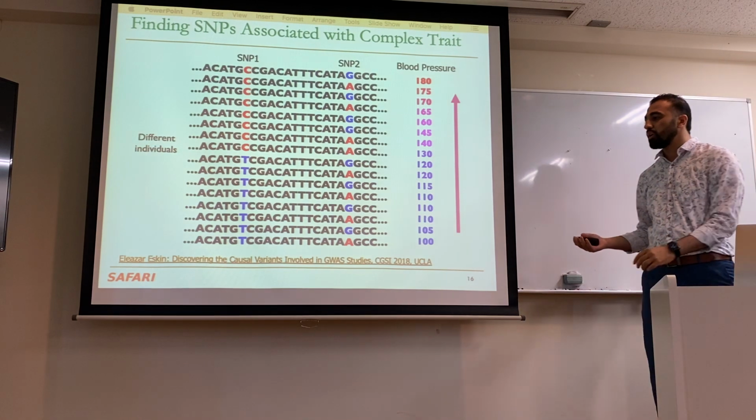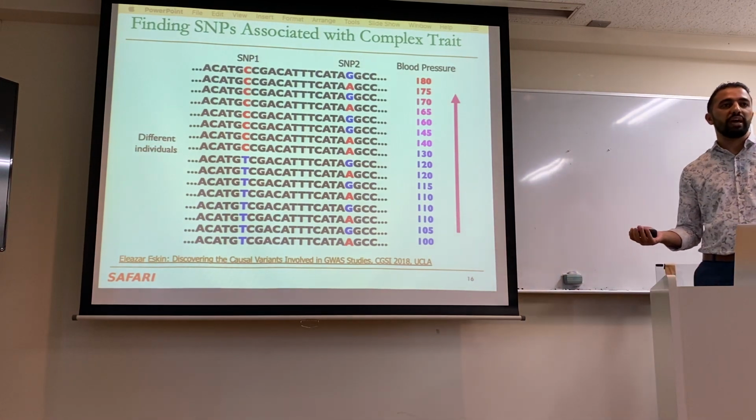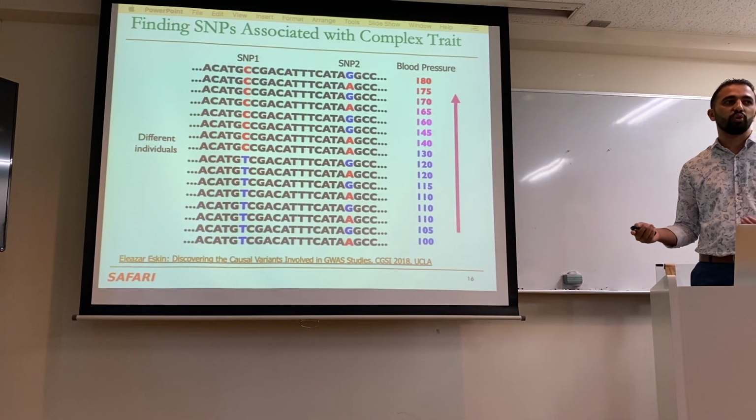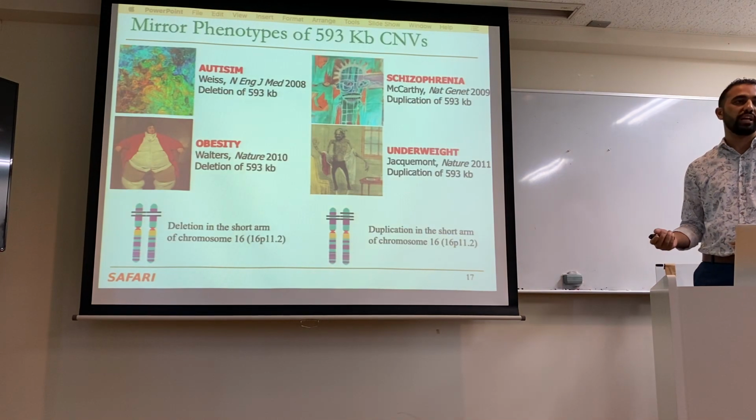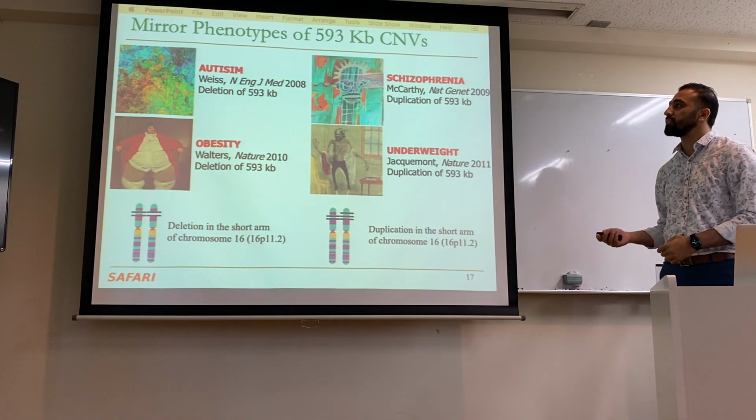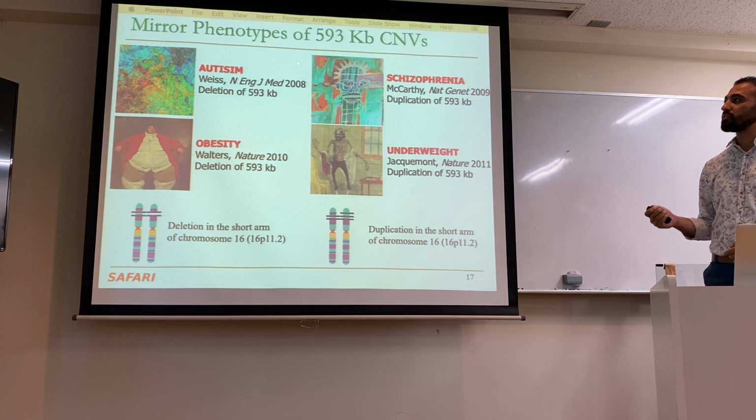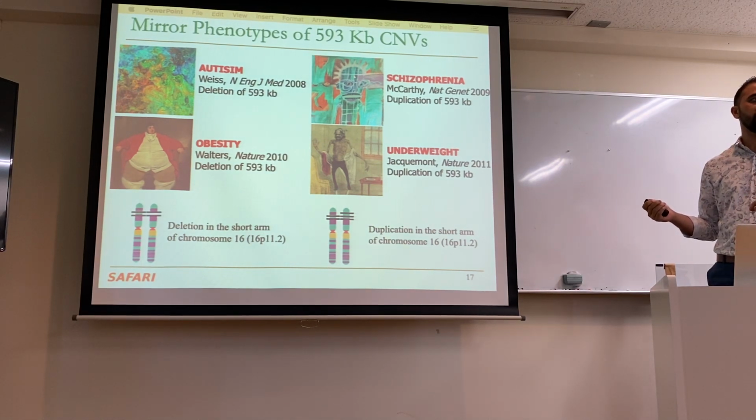So you can think, will we have only a single SNP that causes such diseases? Of course not. It's a bit more complicated than this. In these phenotypes, for example, if you delete 500,000 characters from your genome, you might get one of these two diseases, autism or obesity. And if you duplicate the same region in the same chromosome, which is chromosome 16, you might get the opposite diseases. For example, instead of obesity, you will get underweight.